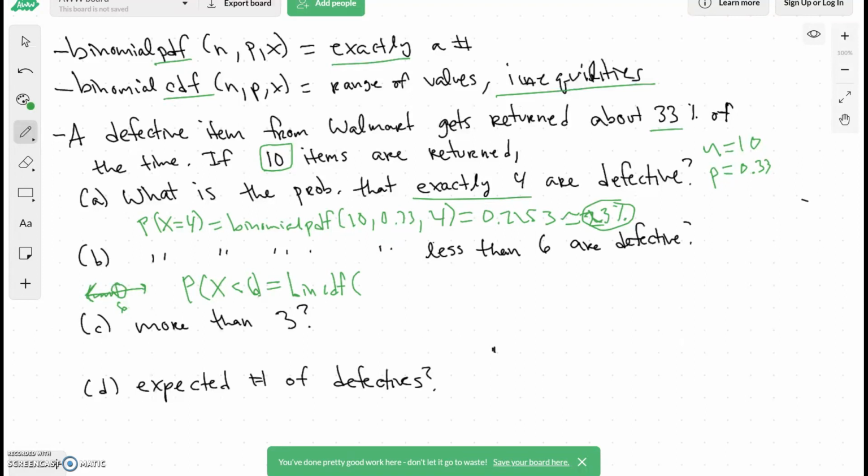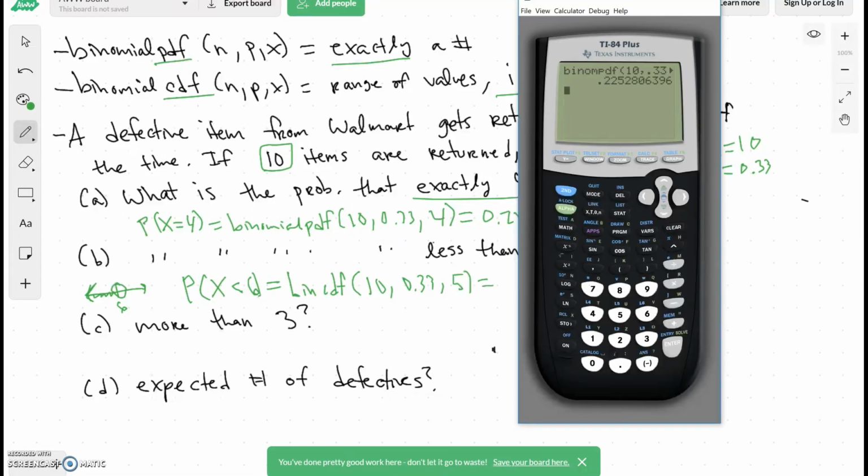The number of trials is still 10. The probability is still 0.33. And then x in this case, now we have to be very careful, because remember, 6 is not included, right? So we have to go to the next number. It's not going to be 5.99, because we can't have 5.99 defective items. So the next whole number will be 5. I'm going to go ahead and put that into my calculator, and do exactly the same steps.